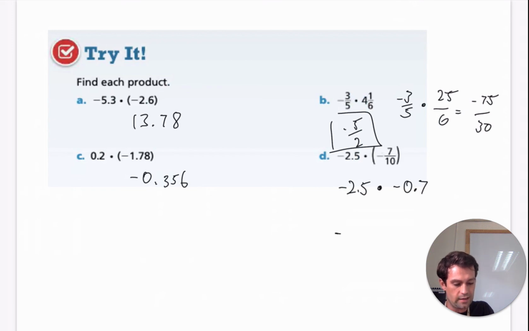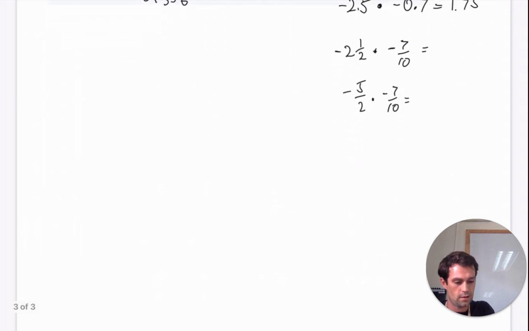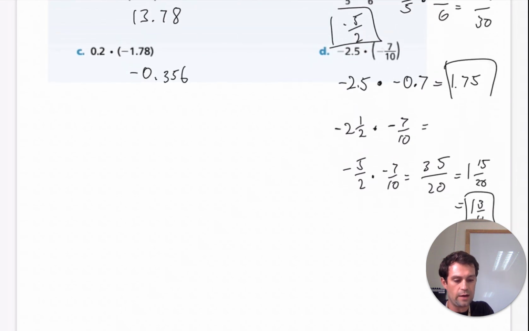And this last one, you could convert this to a decimal, negative 2.5 times negative 0.7, or you could do negative 2 1/2 times negative 7 over 10. If you did it as a decimal, you would have 1.75. If you did it as a fraction, this would be negative 5 over 2 times negative 7 over 10, which gives us 35 over 20, which is 1 and 15 over 20, which gives us 1 and 3/4. Okay, so either way is fine. I would give you credit for either one of those.